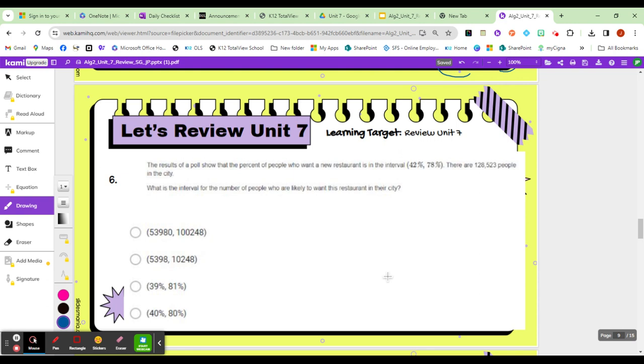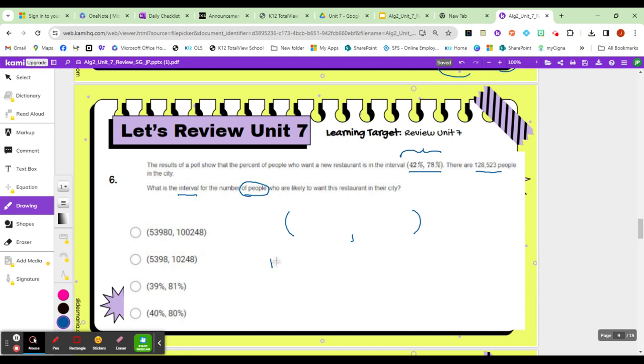Number 6 says the results of a poll show that the percent of people who want a new restaurant is in the interval of 42% to 78%. There are 128,523 people in the city. What is the interval? So that means we want an answer that is an interval. So a min to a max of the number of people. So this interval is percent of people. They want this to be people. So the minimum amount of people and the maximum amount of people.